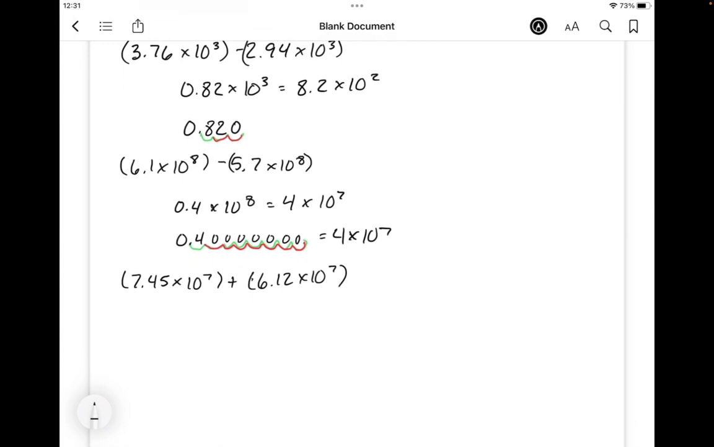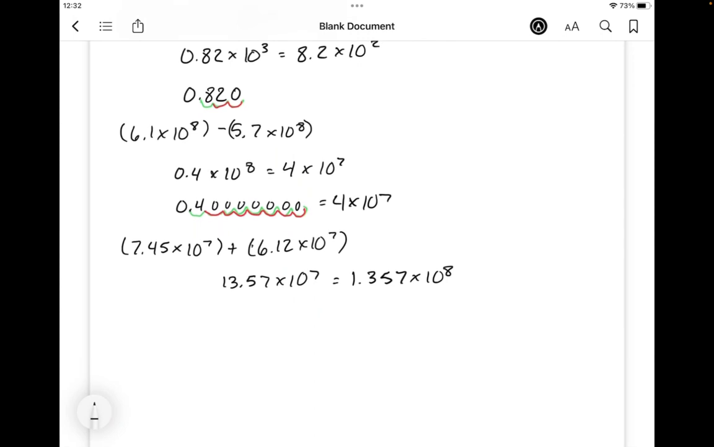And that's going to give us 13.6, nope, 13.57 times 10 to the 7th. And again, that's not written correctly in scientific notation, so we would have to fix that to be 1.357 times 10 to the 8th. I'm going to double check that that should be to the 8th and not to the 6th, so I'm going to put that back in standard form.